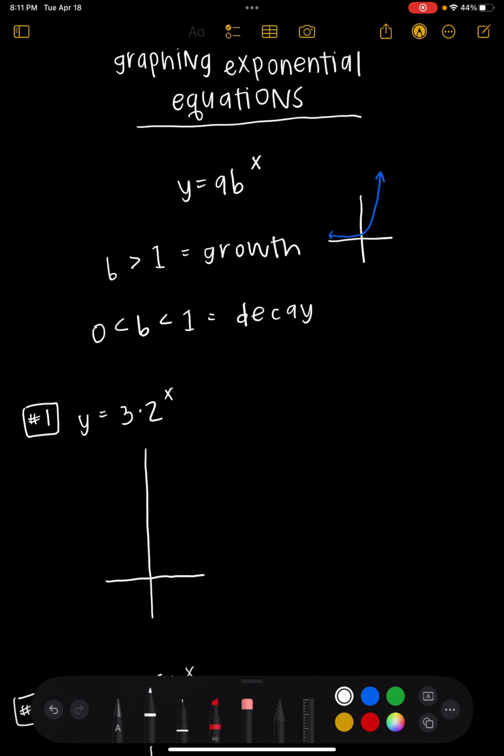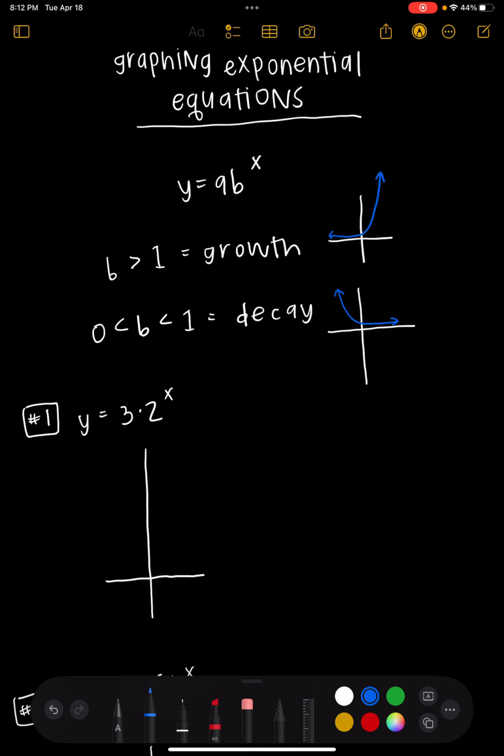And then decay equations is when b is between 0 and 1. So b can't be a negative number. It will not work. It'll always be either a fraction that's less than 1 or a whole number that's greater than 1. If it's a fraction, or b is in between 0 and 1, then it's considered a decay equation, which just does the opposite. So it starts out really big and then it drops down really fast. So those are my two different types of equations.